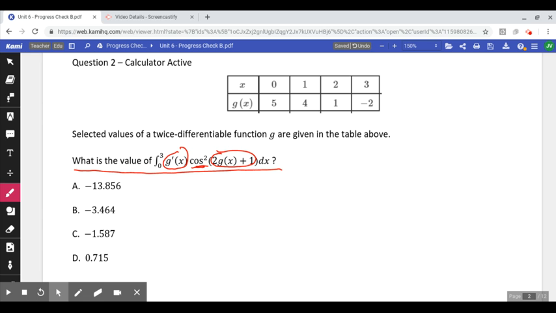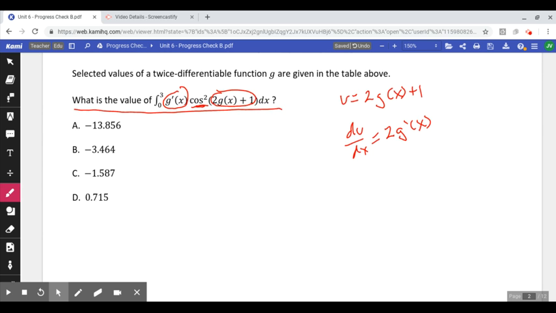So in this case, I'm going to choose an expression for u to be the inside of the cosine squared, which is going to be 2 g of x plus 1. Let's find the derivative with respect to x of each side. So we've got 2 as our coefficient times g prime of x. The derivative of 1 is 0, so you don't need that. If we multiply by dx on each side and also divide by 2 g prime of x, we wind up with du over 2 times g prime of x is equal to dx.